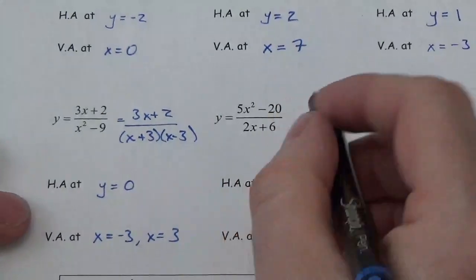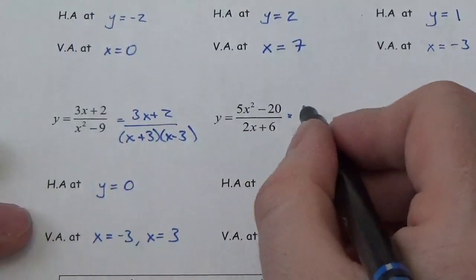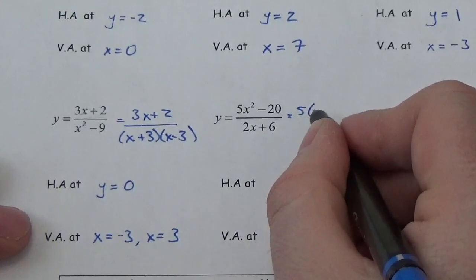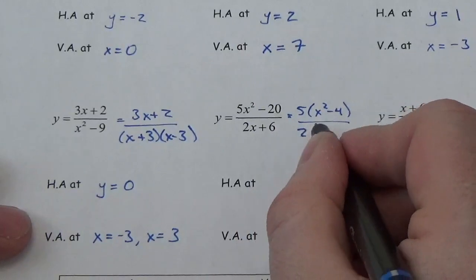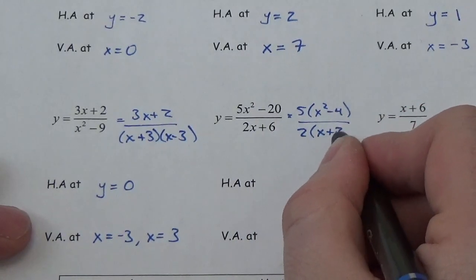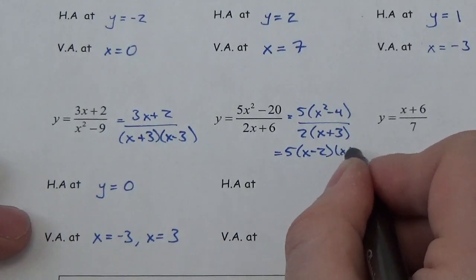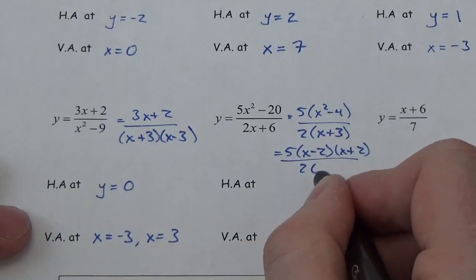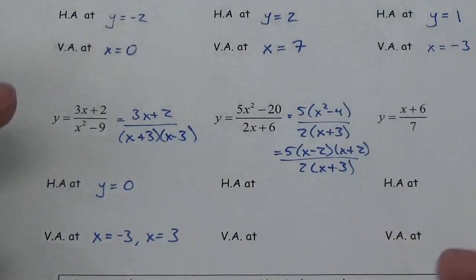In this next one, okay, still got to do a little bit of factoring here. In my numerator, I'm going to take out the 5, and I'm going to get x squared minus 4. And in the denominator, if I take out the common 2, I'm going to get x plus 3. Well, that's going to get me 5x minus 2x plus 2 over 2x plus 3. Okay, nothing's canceling, so I'm good with that.